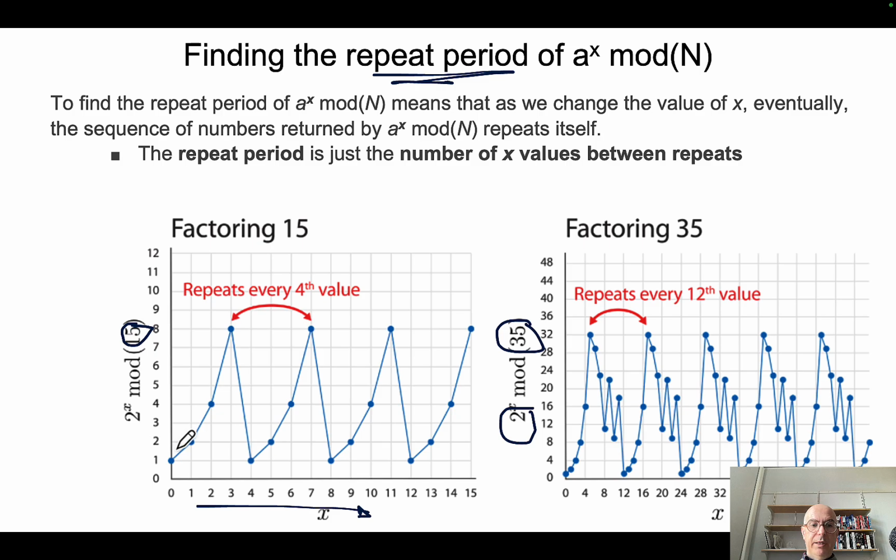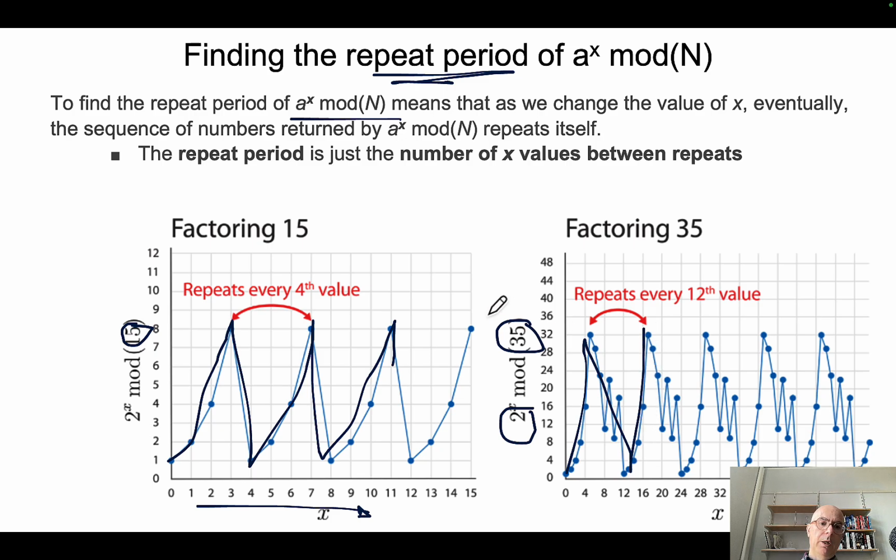You see here we have a depiction of this function, a to the x mod n, and you see that the function itself is repeating, both here in the case of 15 and here in the case of 35. So the period in this particular case is going to be 4, because after 4 instances it keeps repeating, and in this case it is 12.